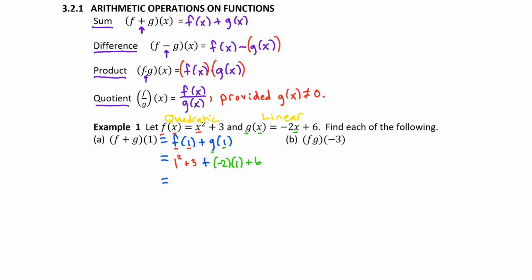F of 1 is 1 squared plus 3, or 4. Over here, we have negative 2 plus 6, or 4. So f of 1 plus g of 1 gives us 8. So we evaluate each function and then sum the results.